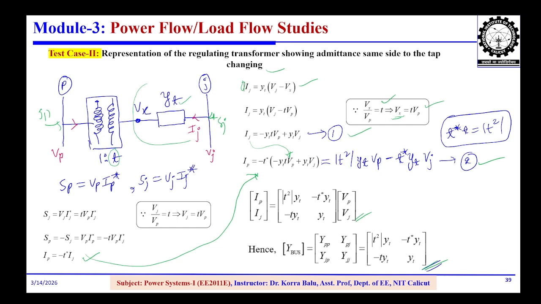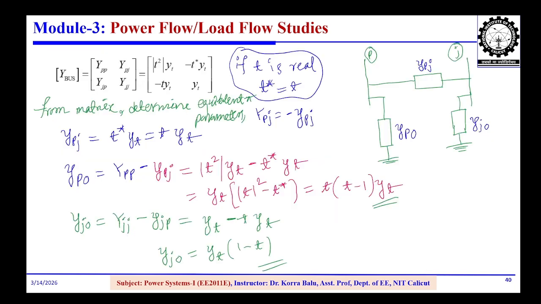Now calculate the series and shunt elements by using the two-port network concept. Here we can directly go for Ypj equal to minus t conjugate into yt. Here the t is always a real number, so we can consider the direct t. Then Yp0 is equal to Ypp minus Ypj. This is the self admittance of this bus and the series line admittance of this bus. Then it will give the Yp0.